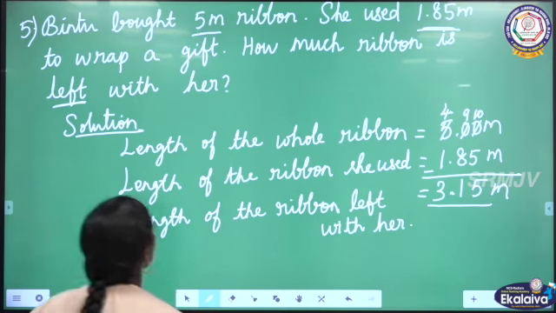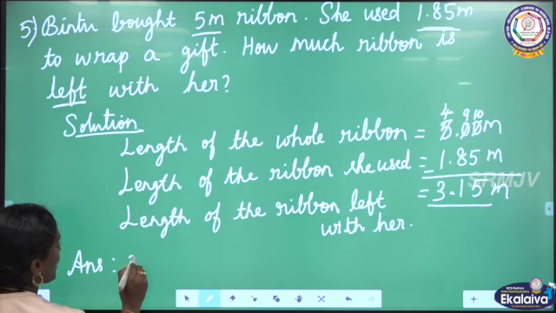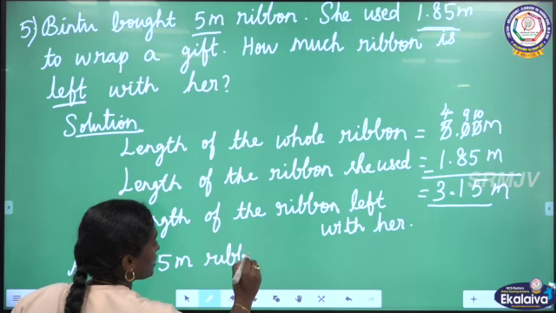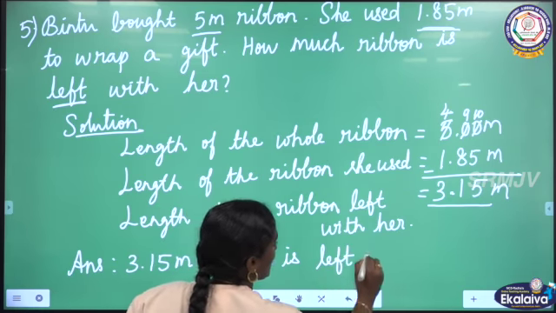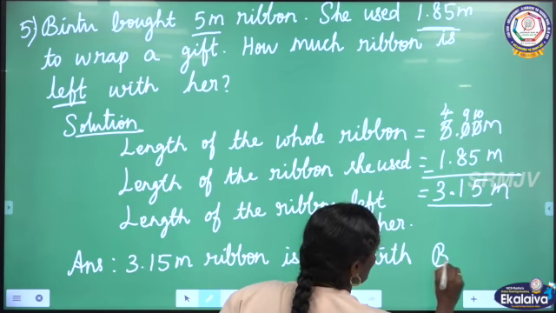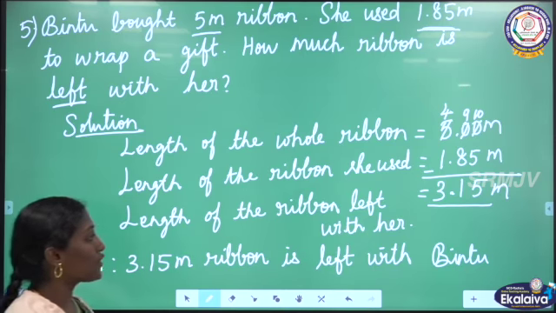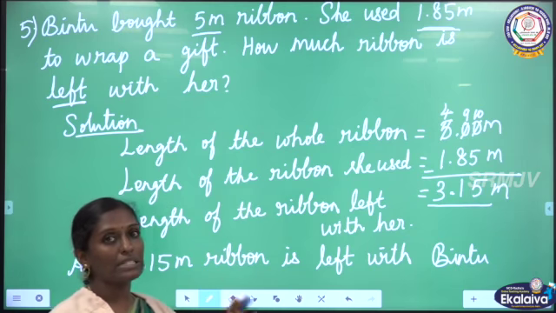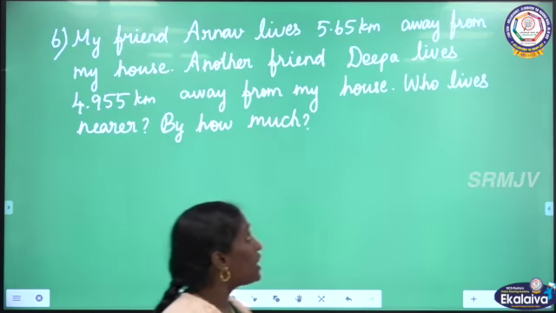So we have to write the answer statement. How much ribbon is left with her? So 3.15 meter ribbon is left with her. Left with Bintu. Okay, to find the length of the ribbon left with her, we are subtracting the length of the whole ribbon minus the length of the ribbon she used. Then we will get the length of the ribbon left with her.